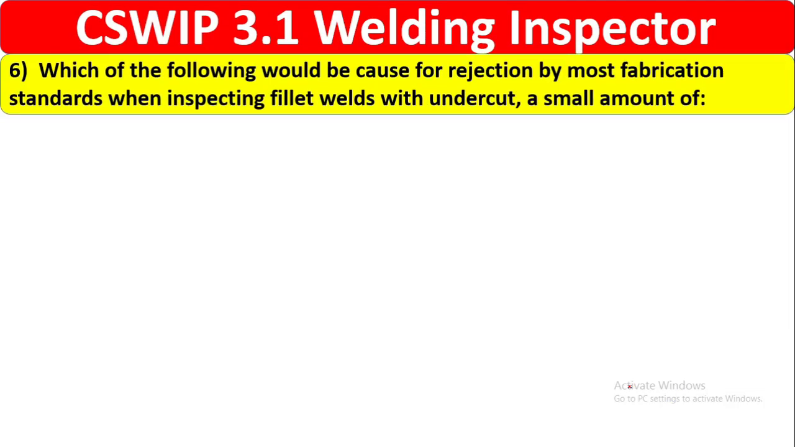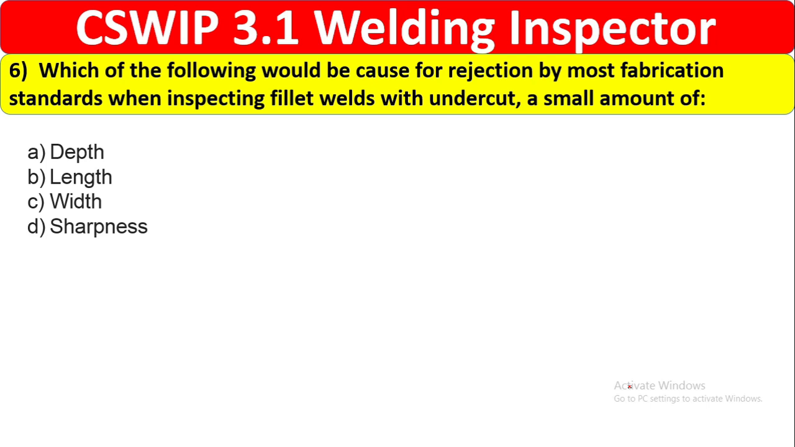Question number 6. Which of the following would be cause for rejection by most fabrication standards when inspecting fillet welds with undercut, a small amount of? You see, there is a rejection in most fabrication standards when you are inspecting a fillet weld and you see an undercut. Why is it rejected? That's why it is rejected. So there are four options, A, B, C, D: depth, length, width, and sharpness.